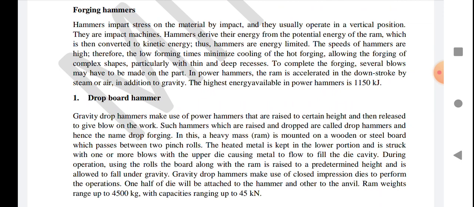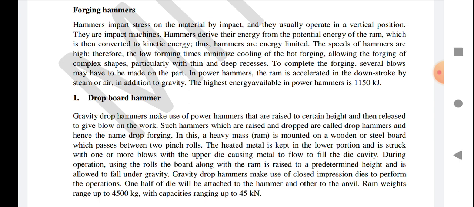The speed of hammers is high, therefore the low forming time minimizes the cooling of the hot forging, allowing the forging of complex shapes, particularly with thin and deep recesses. To complete the forging, several blows may have to be made on the part.